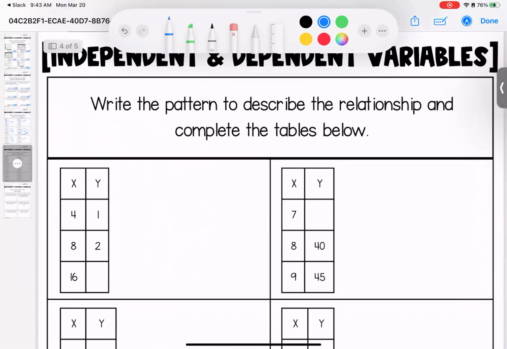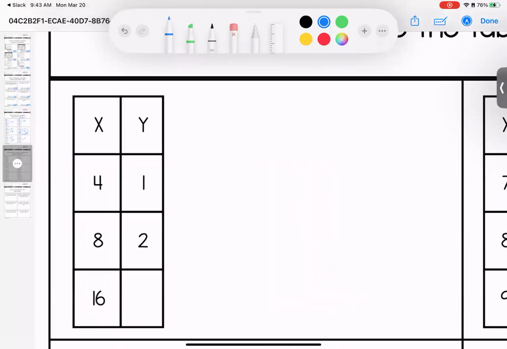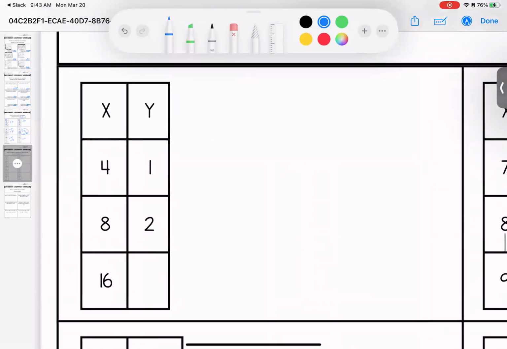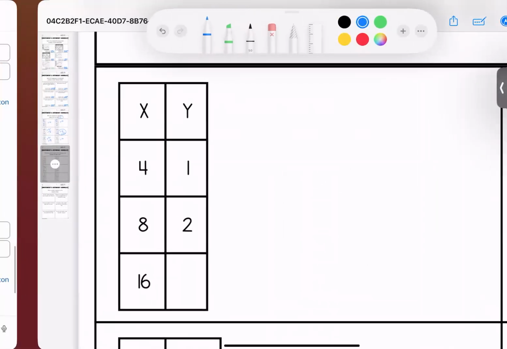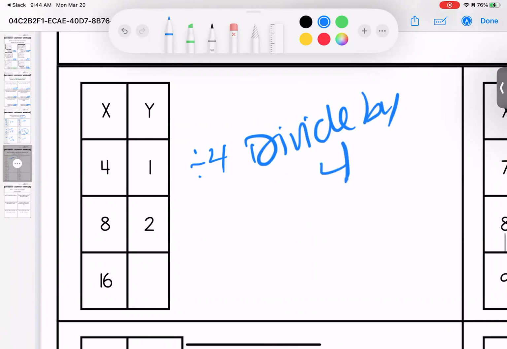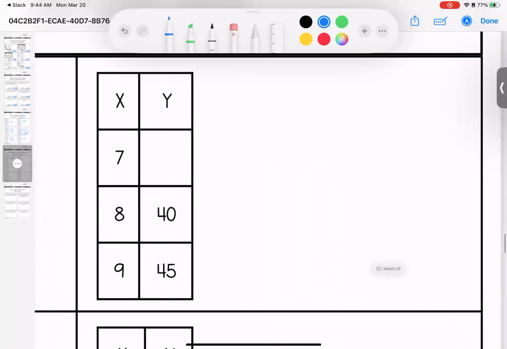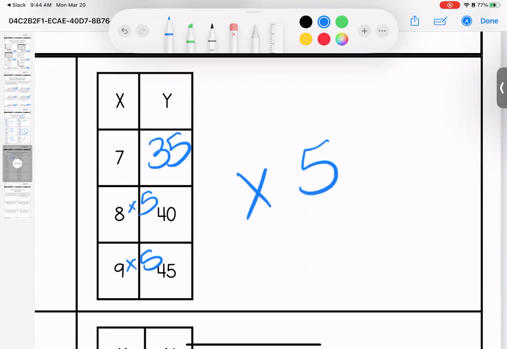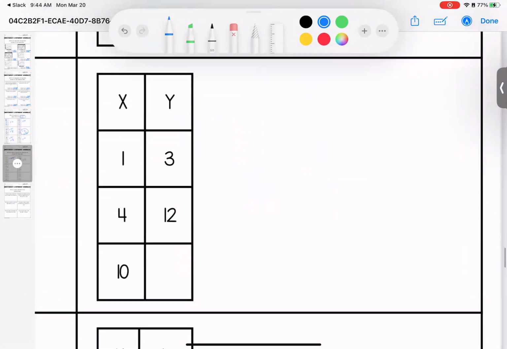All right, we're doing the same thing as last time, but we're describing the relationship without the y equals kx formula. And we're also completing the table. So I go from 4 to 1 by dividing by 4. I go from 8 to 2 by dividing by 4. So my rule is divide by 4. And 16 divided by 4 is 4. Over here, 8 times 5 is 40, 7 times 5 is 35. The rule is multiply by 5.